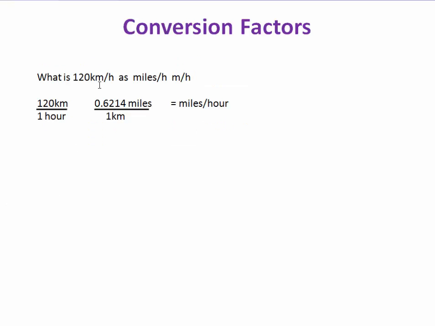What is 120 kilometers per hour as miles per hour? So again, the units we're given on the left hand side, 120 kilometers per hour over 1 hour. This conversion factor we get from knowing that 1 kilometer equals 0.6214 miles. So which way round? We want the kilometers on the bottom so that the units cancel each other. And when we do that, we're left with 120 multiplied by 0.6214 miles per hour, which is 74.6 miles per hour.